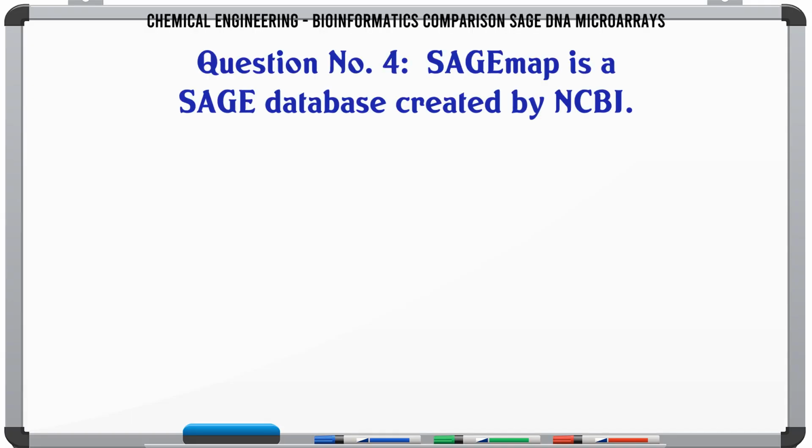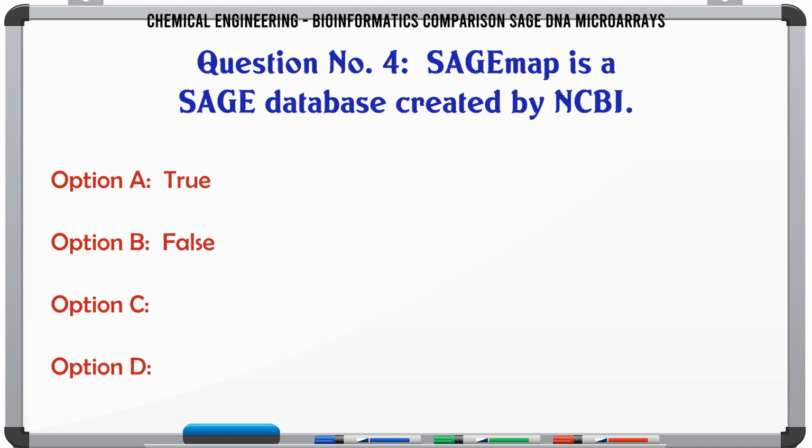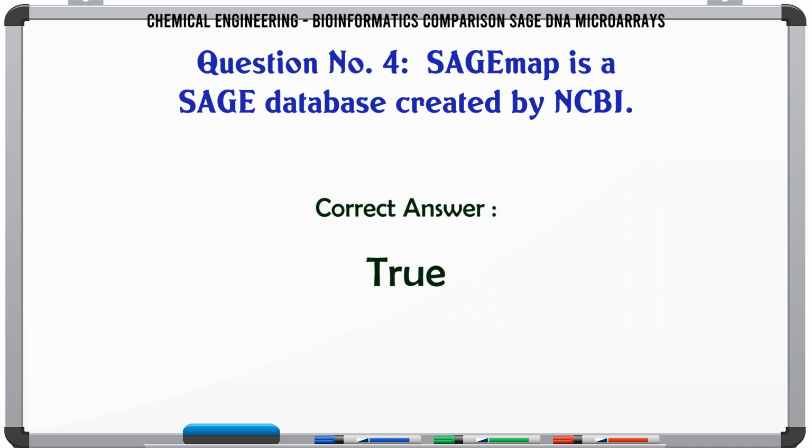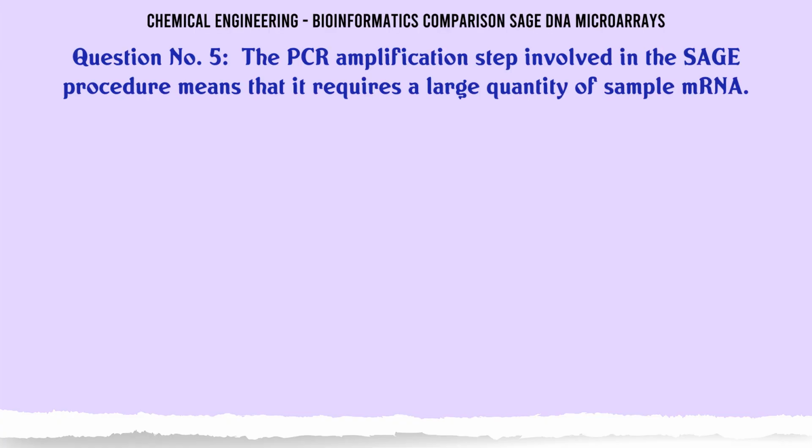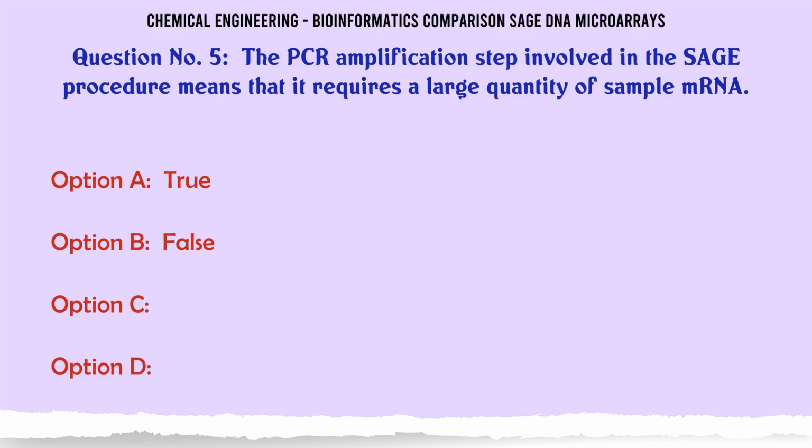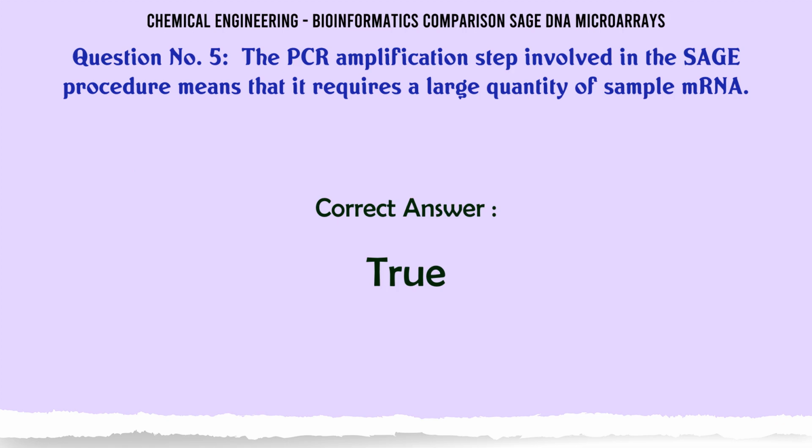SAGEmap is a SAGE database created by NCBI. A. True. B. False. The correct answer is, true. The PCR amplification step involved in the SAGE procedure means that it requires a large quantity of sample mRNA. A. True. B. False. The correct answer is, true.